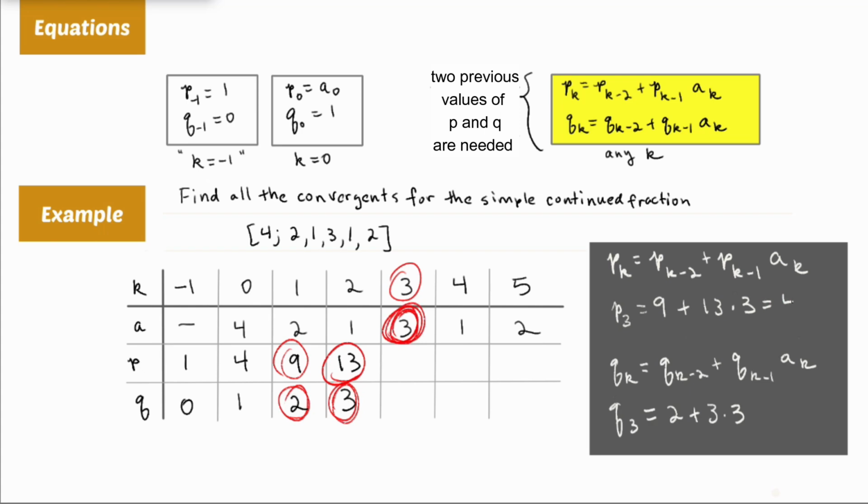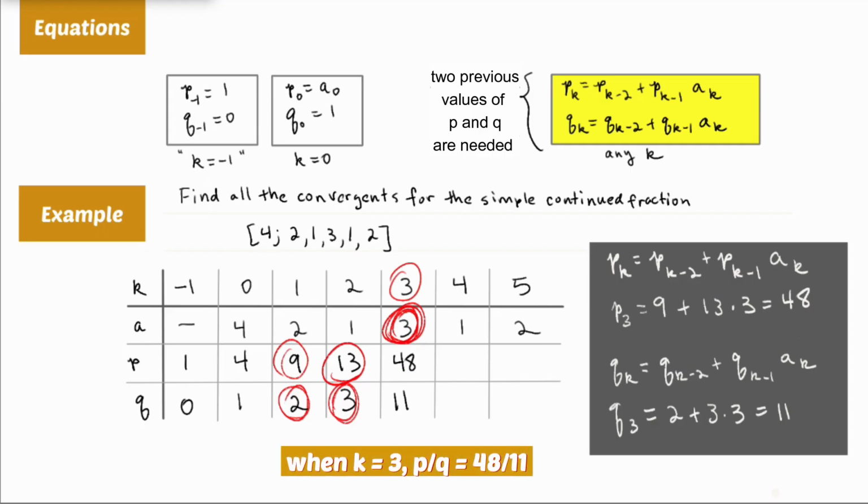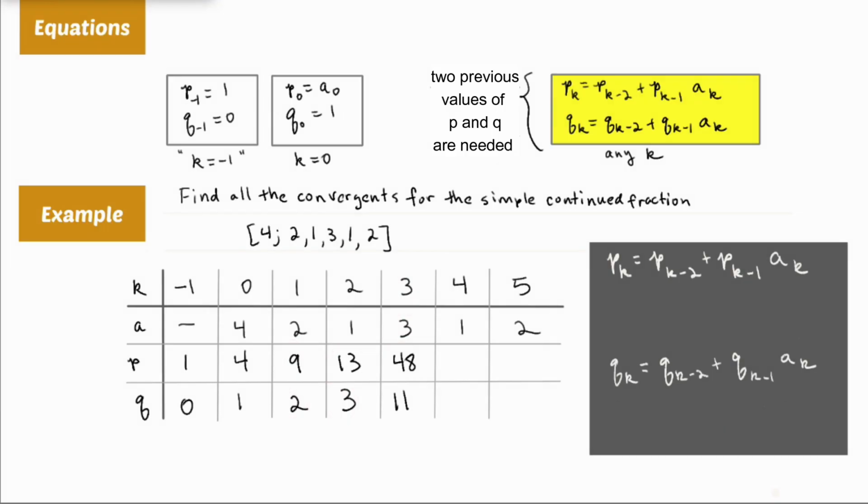9 plus 13 times 3 equals 48, and 2 plus 3 times 3 equals 11. We can write these in our table. The convergent when k equals 3 is 48 over 11. Just two more. When k equals 4, p sub 4 equals 13 plus 48 times 1 equals 61, and q sub 4 equals 3 plus 11 times 1 equals 14.